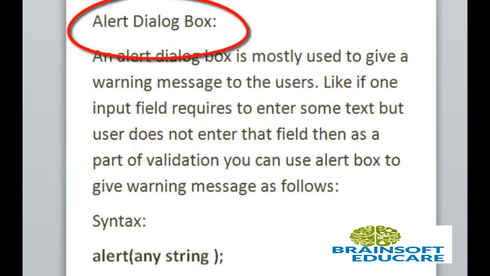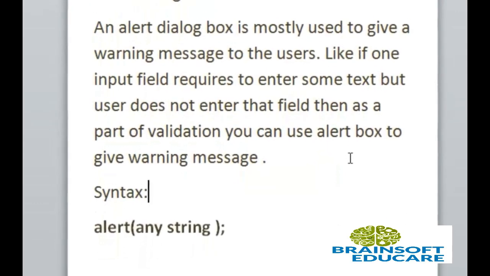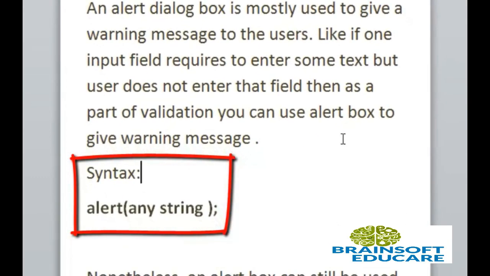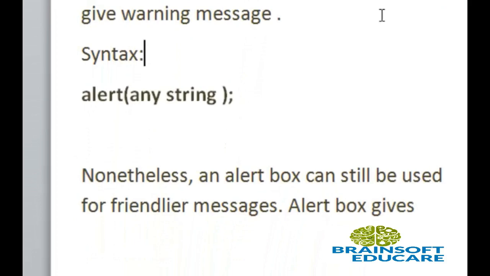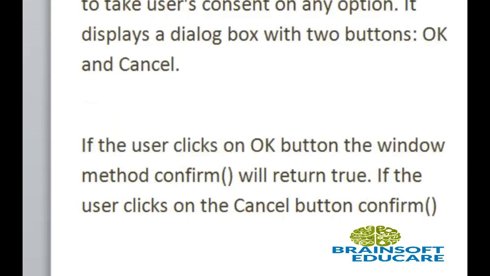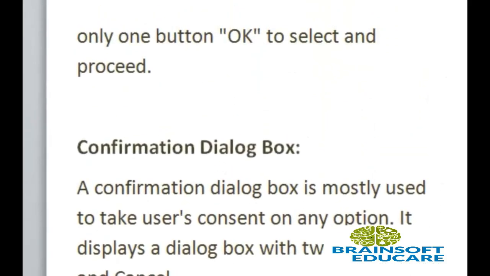First, alert dialog box. An alert dialog box is mostly used to give a warning message to the user. Like if one input field requires to enter some text but the user does not enter that field, then as a part of validation you can use this alert box to give a warning message. Here this is the syntax of alert box. An alert box can still be used for friendly messages. Alert box gives only one button, OK, to select and proceed.